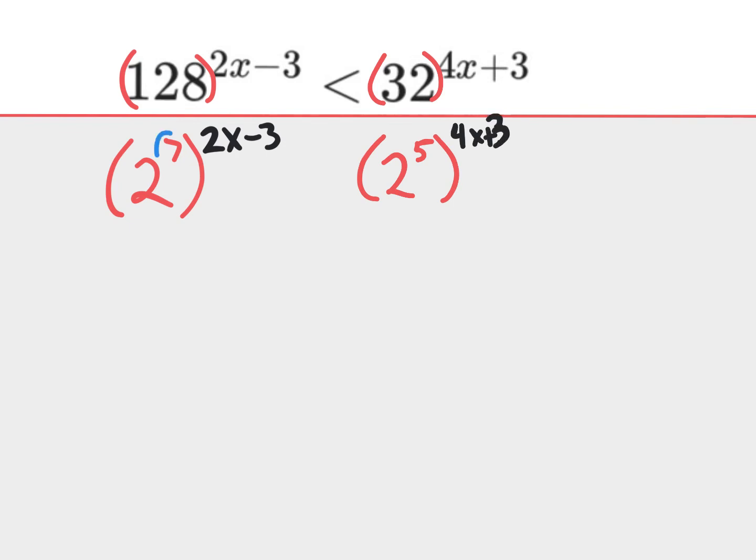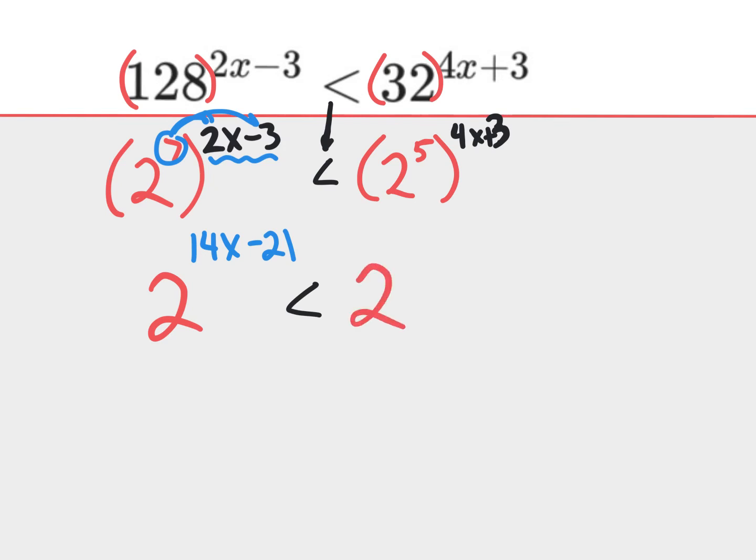And of course, a power to a power, you need to multiply, so distribute. 7 times 2x, that's 14x. 7 times negative 3, that's negative 21. And it is still an exponent of base 2. We still have this inequality, the less than symbol. We have this 2 right here. But when you distribute 5 times 4x, that'll be a 20x on the exponent of base 2. And 5 times 3, that's 15.